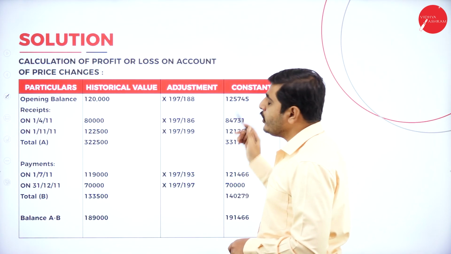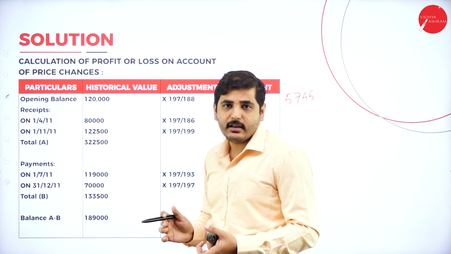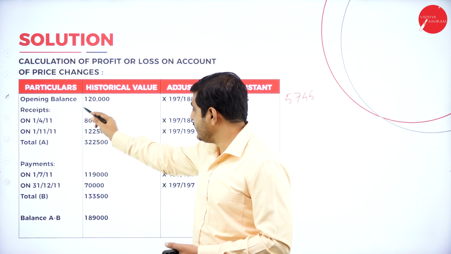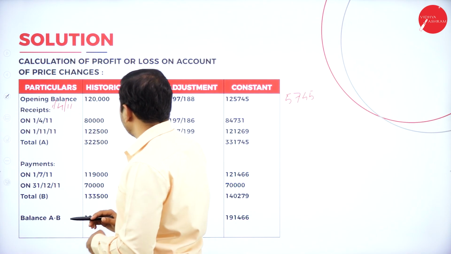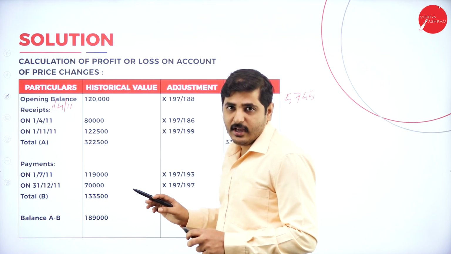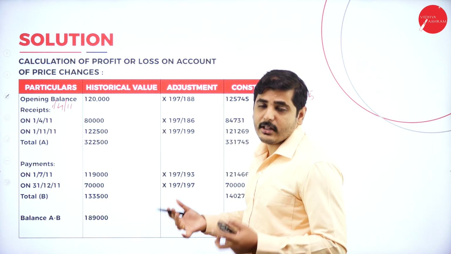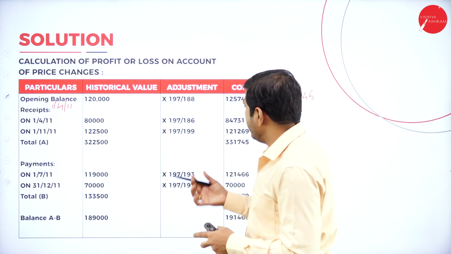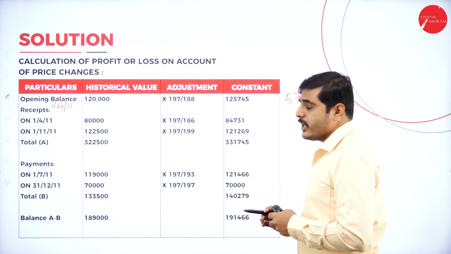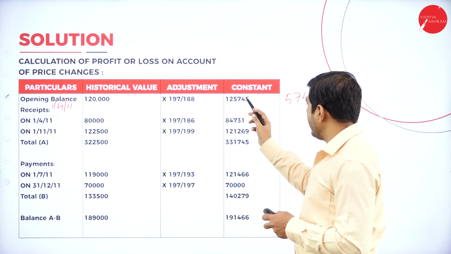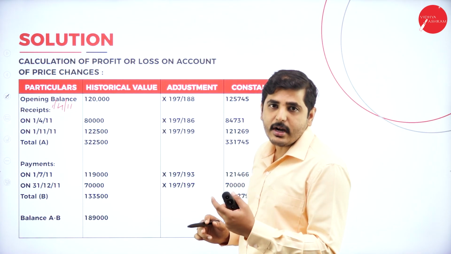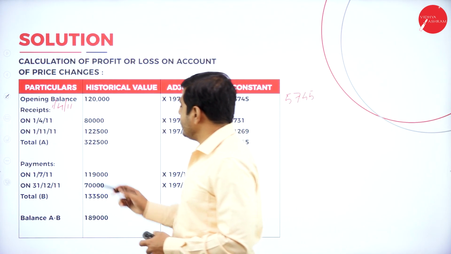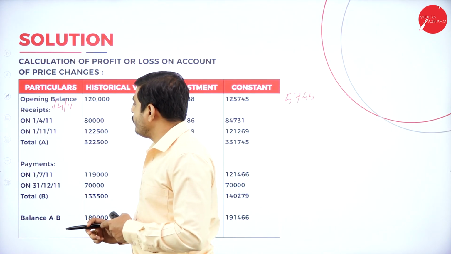So the inflation has increased it to 5,745. So if you want to purchase some article on 1/4/2011, with the opening balance of 1,20,000 rupees it is enough. But if you want to purchase the same product now, the value of money has been reduced to the extent of 5,745. That means we have to spend 5,745 rupees extra to purchase the same product. Okay, next one. Come to receipts.